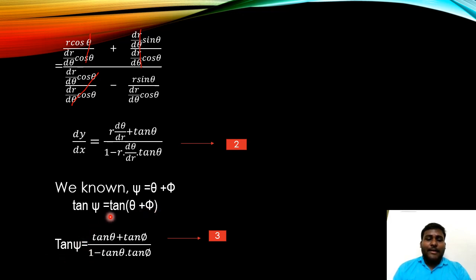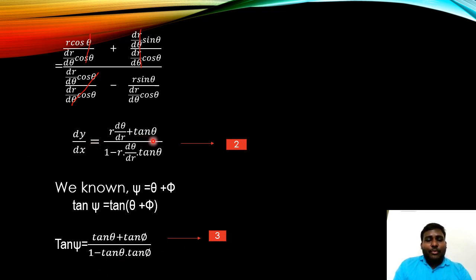We know that tan of theta 1 plus theta 2 is equal to tan theta 1 plus tan theta 2 by 1 minus tan theta 1 and tan theta 2. So we are going to replace theta 1 and theta 2 by theta and phi. So we are going to get tan of psi is equal to tan theta plus tan phi by 1 minus tan theta tan phi. It's named as equation 3.